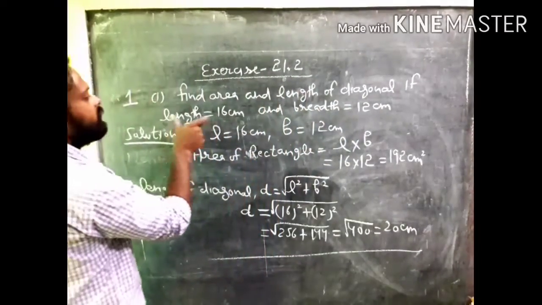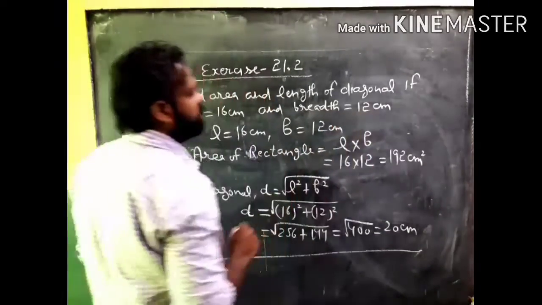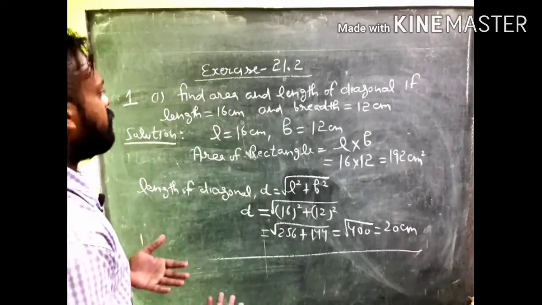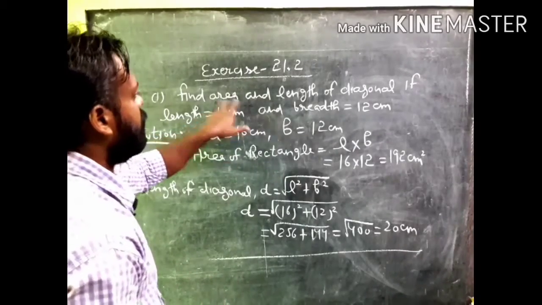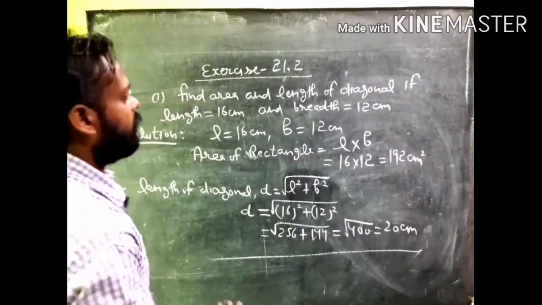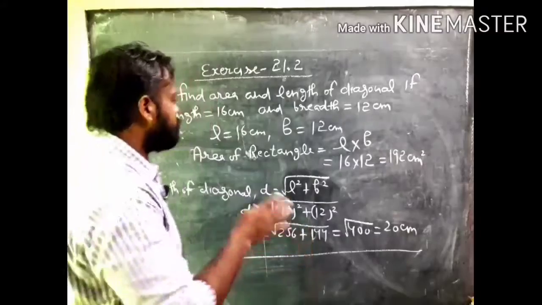The length is given, that is 16 centimeter, and the breadth is given, that is 12 centimeter. So this is very simple. In this first part we have to find out the area and also the length of the diagonal. So simply we have to just apply the formulas.